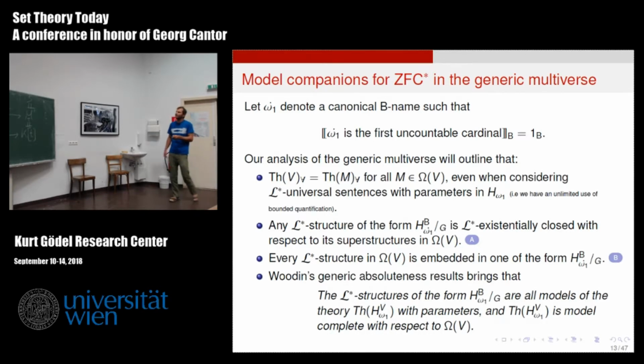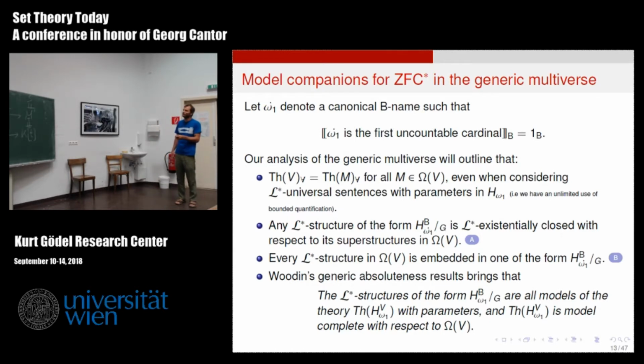Okay, and so we have that every model of this generic multiverse embeds into one of this form, a Sigma 1 existentially closed class of model, and clearly every model of this type embeds into an element of the generic multiverse itself, so we have no problem. And well, we still need the model completeness, but this is what Woodin's generic absoluteness gives us.